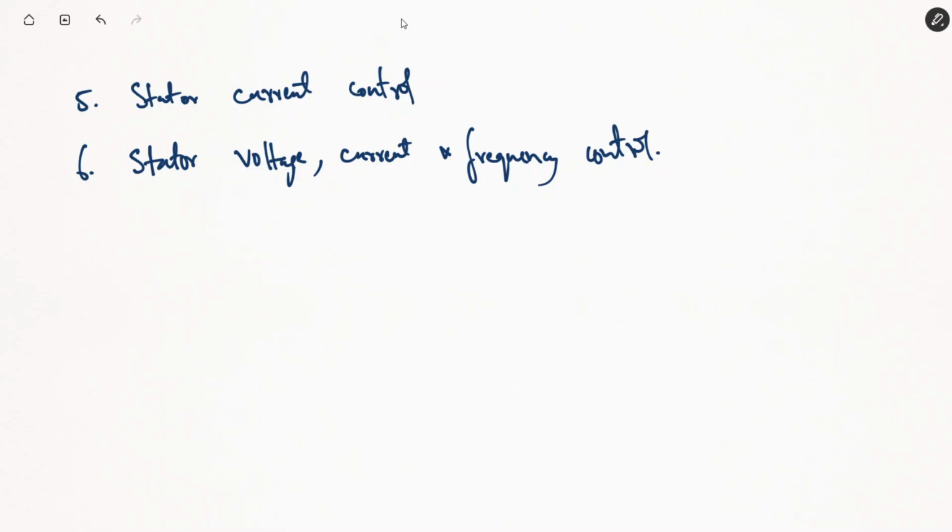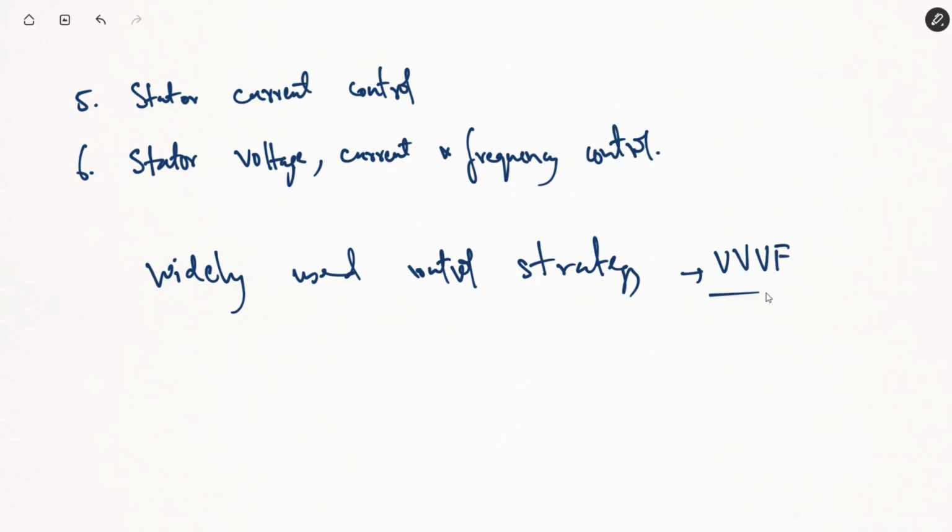Fine. So among all these scalar control strategies, the most widely used one, industry-wise, is the variable voltage, variable frequency control. Okay. So although vector control has much more advantage as compared to the scalar control strategy, because of the simple nature of variable voltage, variable frequency control strategy, the most widely used one at present times in the industries is variable voltage, variable frequency control strategy. Right?